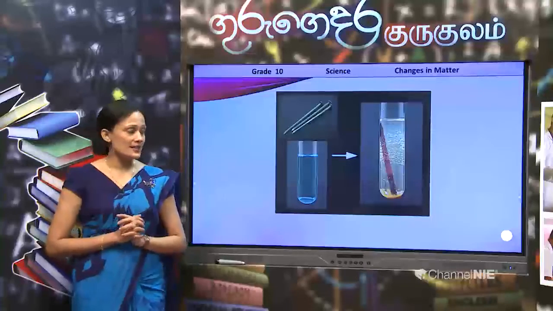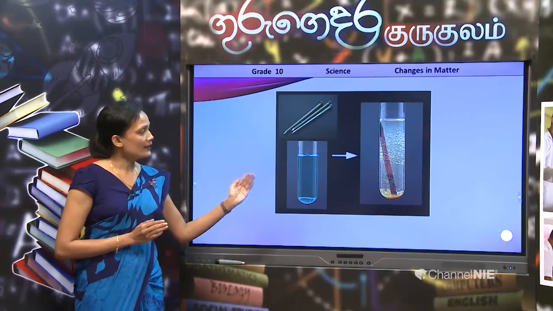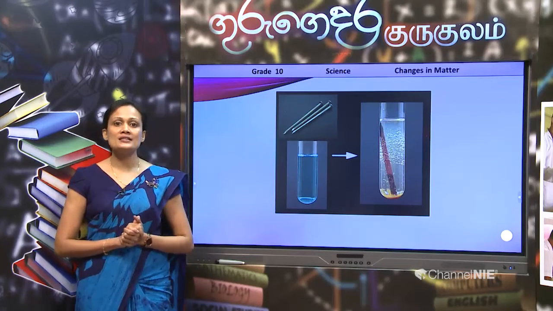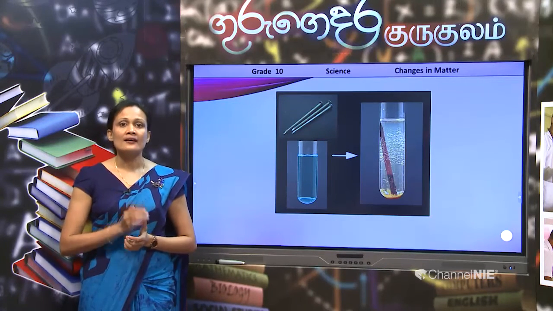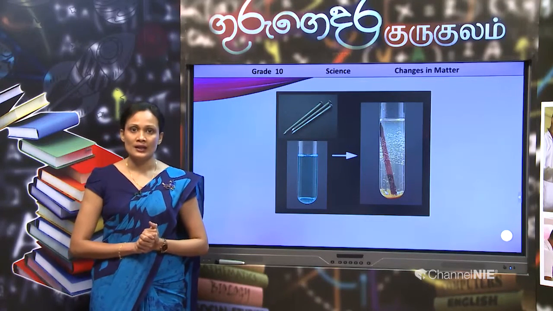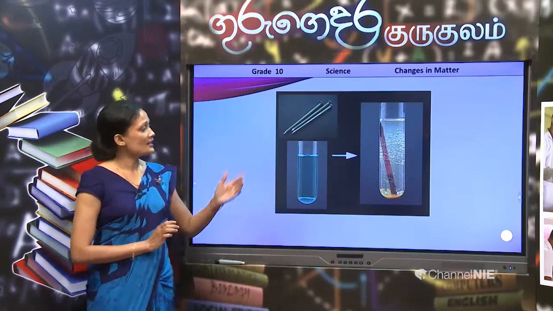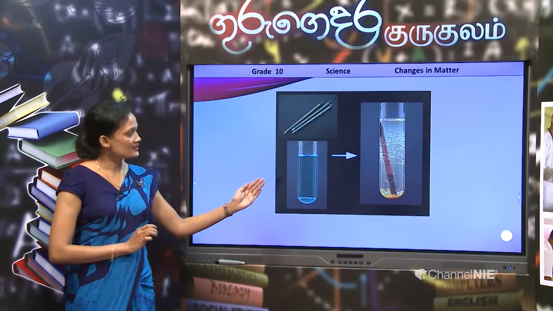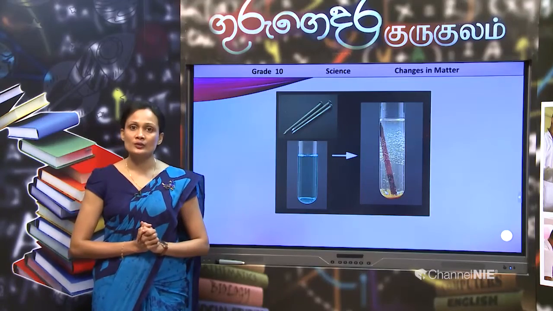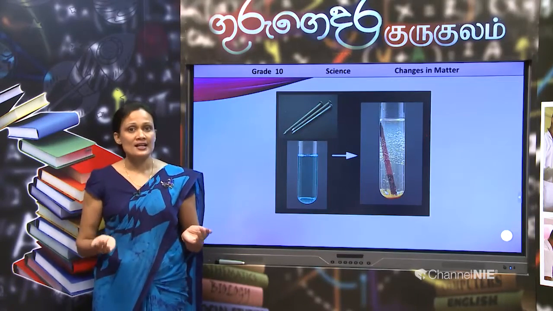What happens is, when we add iron into copper sulfate, iron reacts with copper sulfate and reduces the color of copper sulfate. Here, the iron replaces the copper present in the copper sulfate solution. That means the metals can displace another metal from its salt.